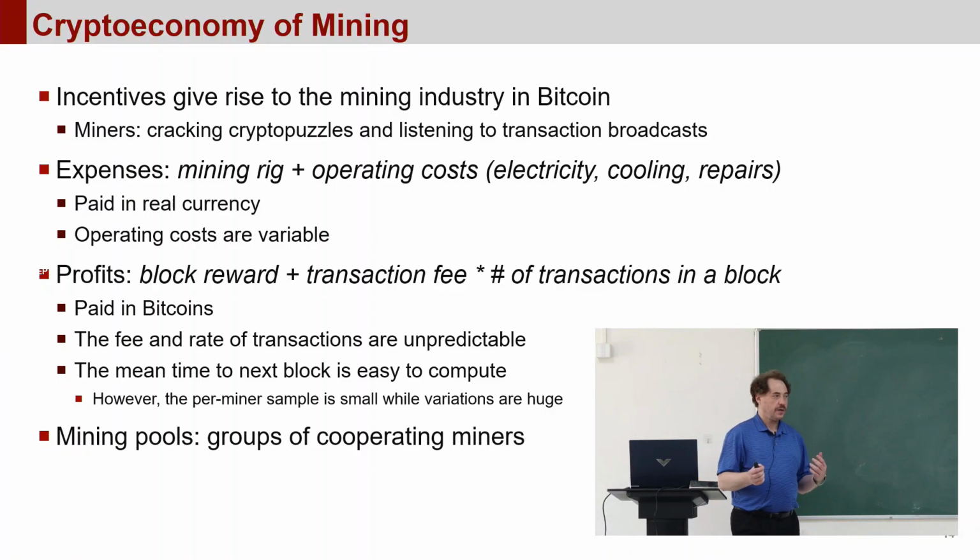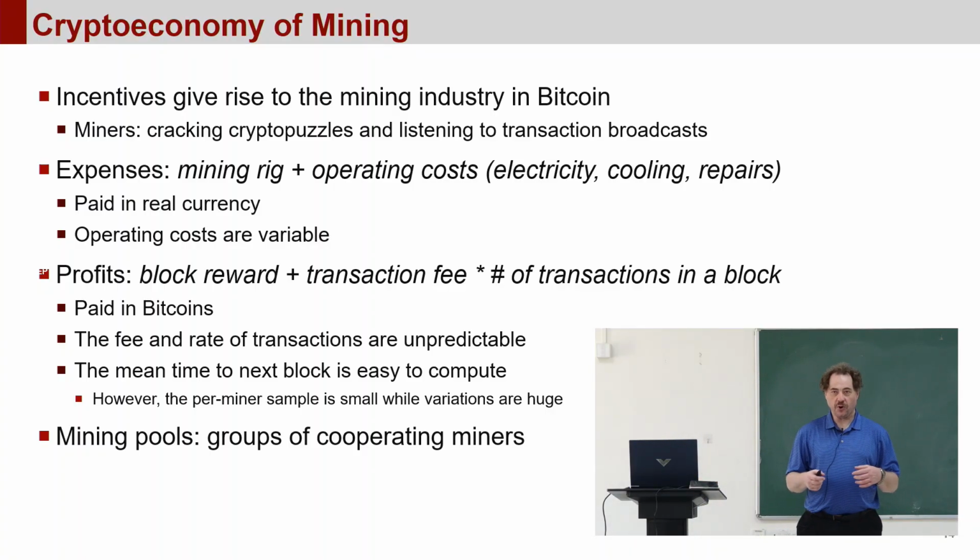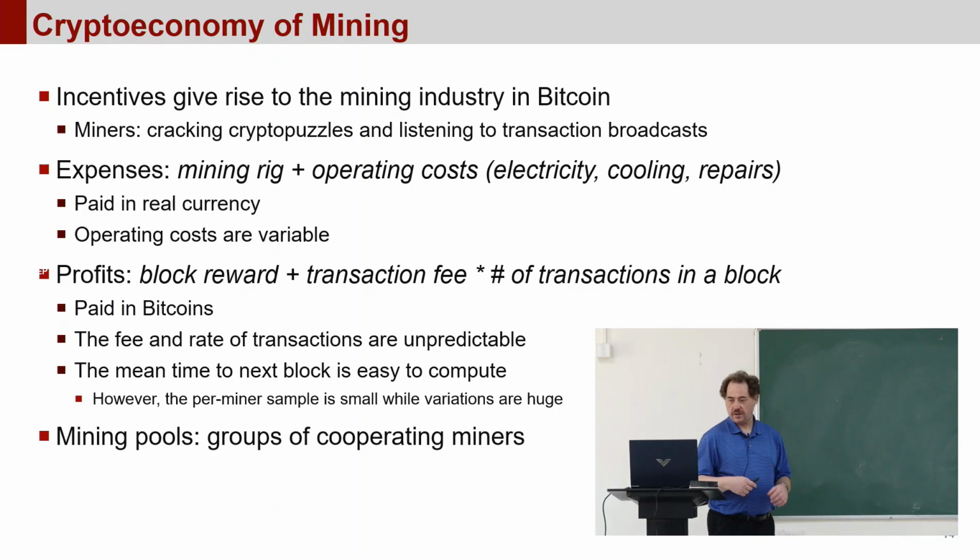So how profitable it is depends on the ratio between the real currency and Bitcoins. However, the fee and rate of transactions are unpredictable. And while the mean time to next blocks is easy to compute, the per miner sample is small, while variations are huge.